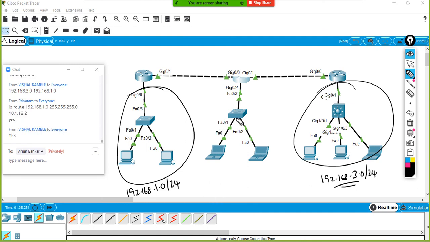Now, here is the tricky part, guys. Do you remember we discussed this before? Here all the traffic.